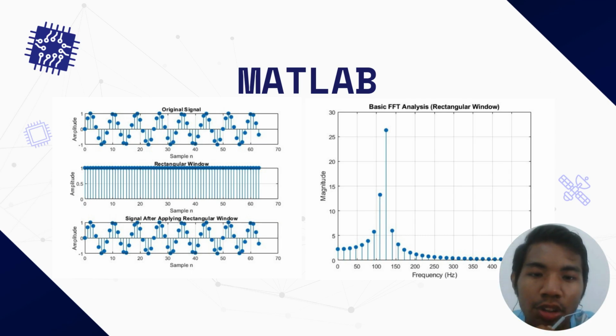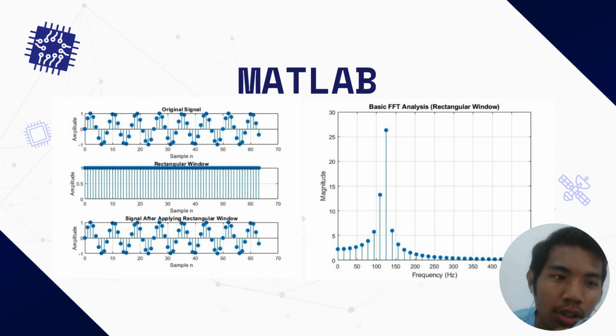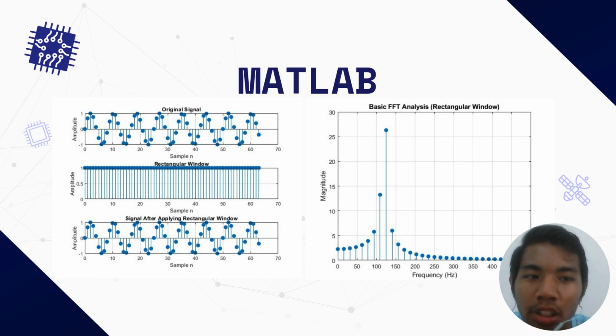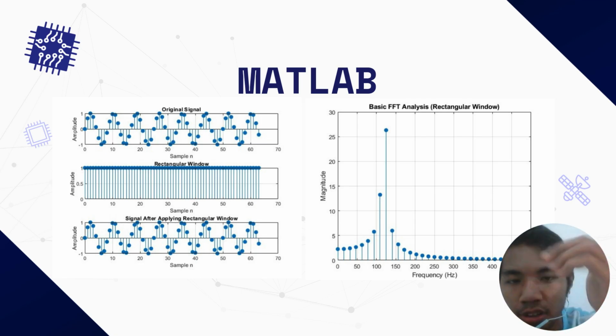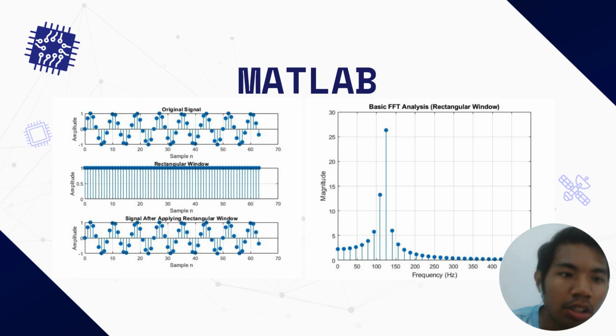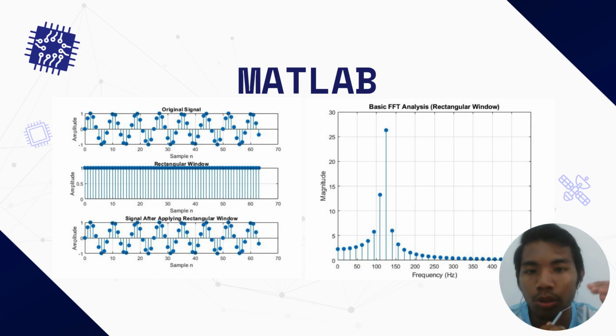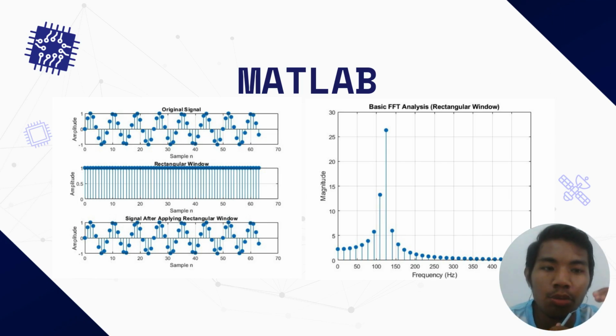Next, the rectangular window. It shows the constant amplitude of the window over the sample length. This is the rectangular window, which has constant amplitude. You can see the picture. And last but not least, the windowed signal shows the signal after multiplication with the rectangular window.